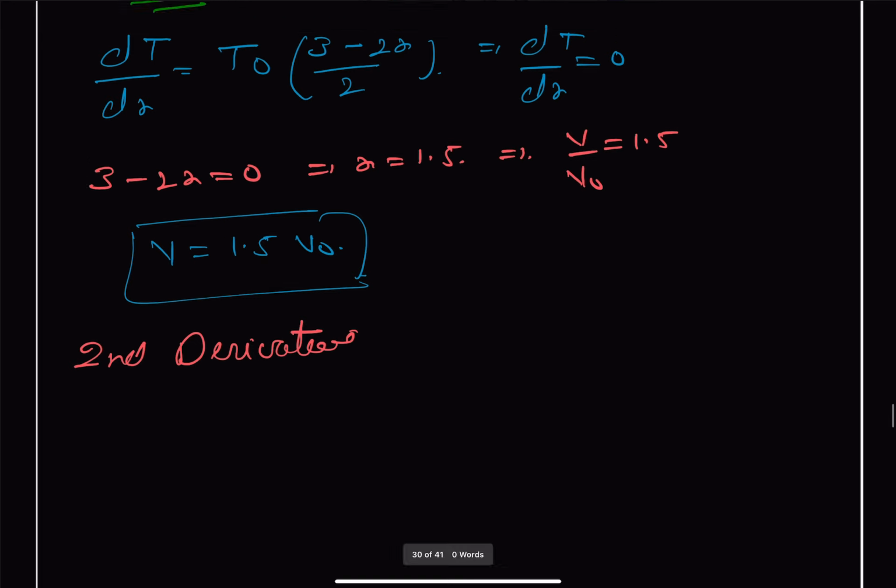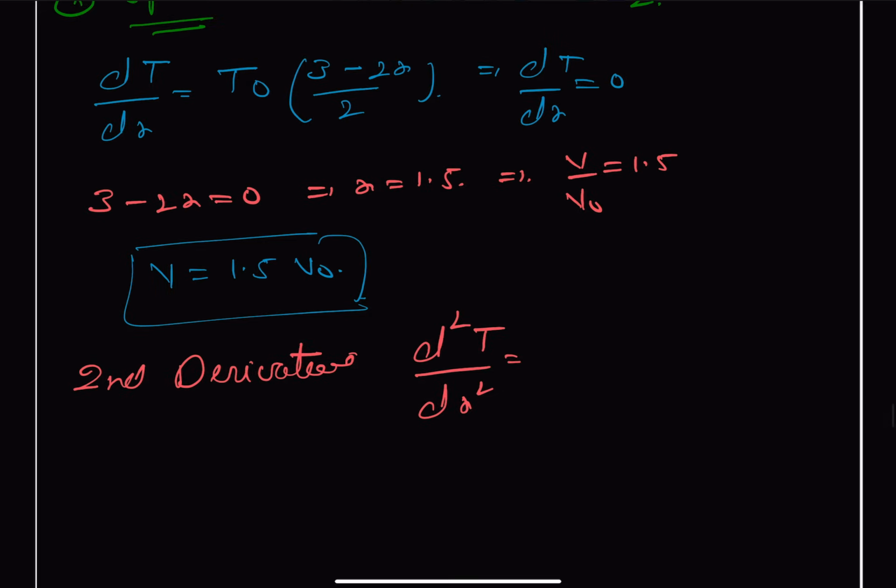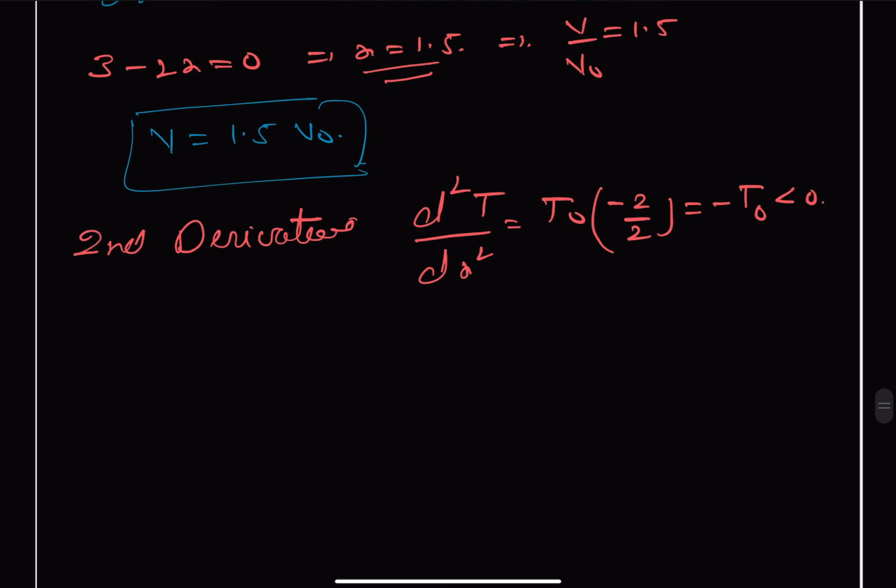Second derivative, we get d²T/dx² will be equal to T naught times minus 2 upon 2, which is equal to minus T naught, which is negative, that is less than 0. So it means at x equal to 1.5 we are going to have a maximum.